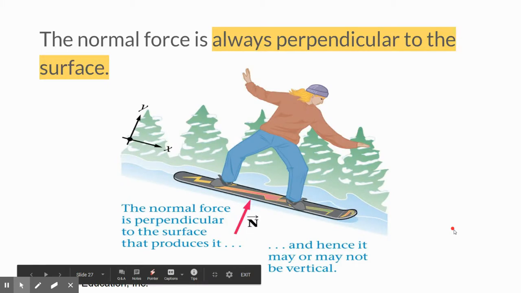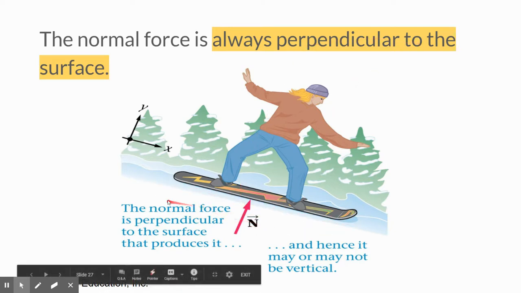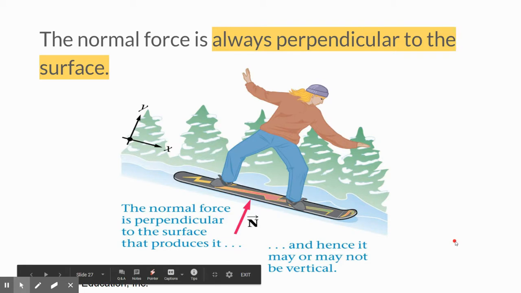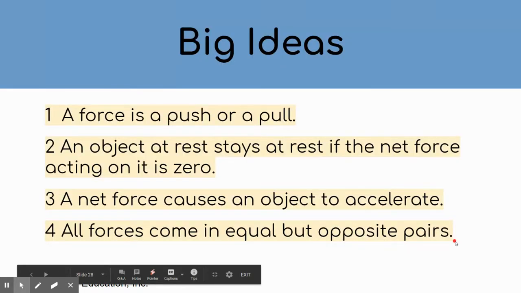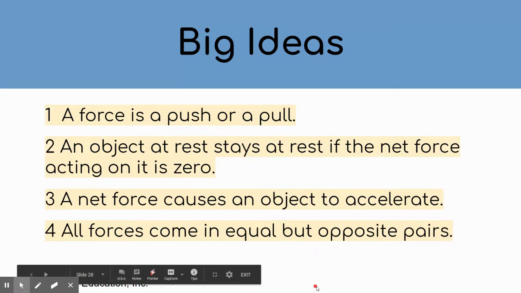And one of the last things, the normal force will always, always, always be perpendicular to the surface. So if our surface is slanted like this, then we're going to have the normal force going perpendicular to the surface. So it may not always be vertical. It's perpendicular to the surface. Okay, that is it for the concepts. So here is just a quick review.